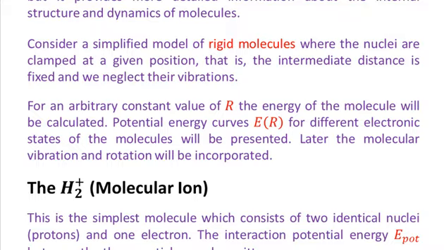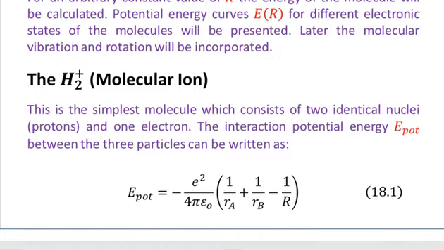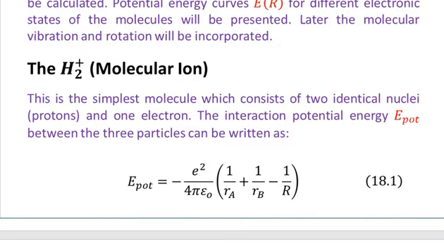Now the simplest molecule that we can start with under the approximation of a rigid molecule is the hydrogen molecular ion. That is, we have only a single electron in the H2 molecule, and one of the electrons has been removed from the molecule. So we have singly ionized H2. This molecule will be referred to as the molecular ion, or the hydrogen molecular ion, or H2 plus ion. This is the simplest molecule, which consists of two identical nuclei, that is two protons, and one electron.